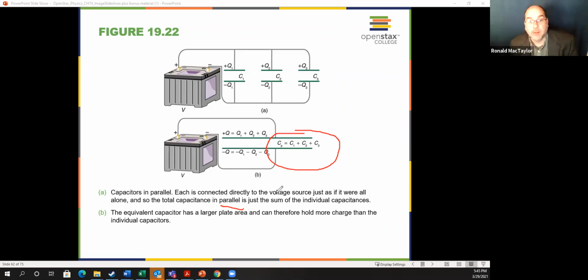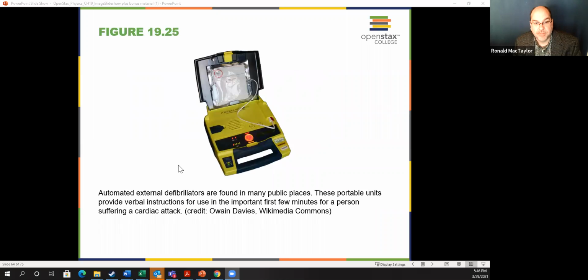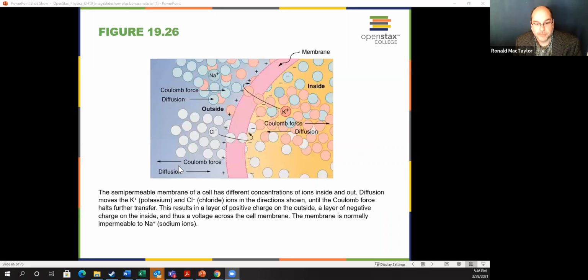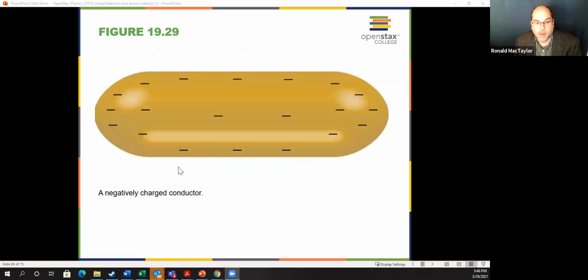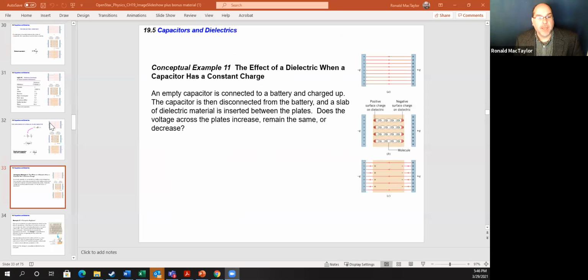So series and parallel is something we'll see again with resistors coming up in the next chapter. But this is our first introduction to that concept and a device that you can hold in your hand, a capacitor. Clear, close. And so we're building up to electronic devices and capacitors and defibrillators and cell walls and all that stuff. That takes us to the end of chapter 19.